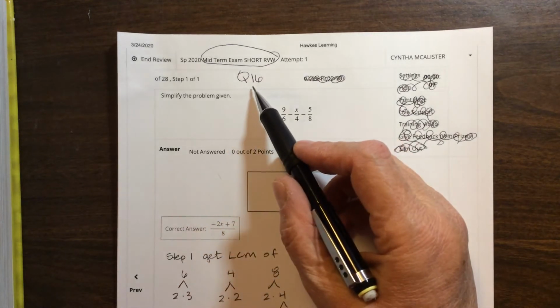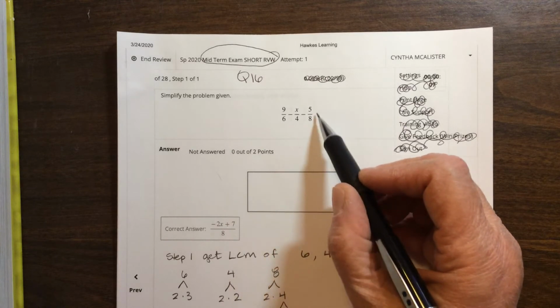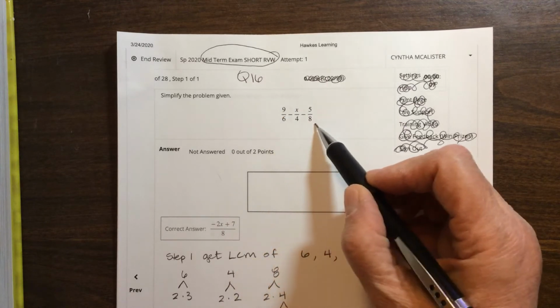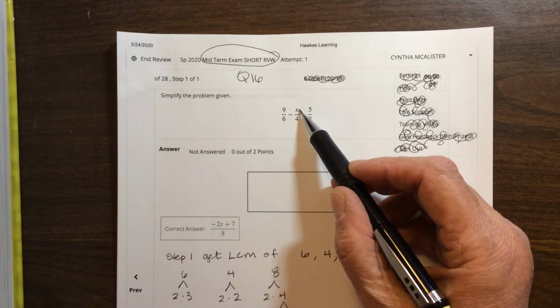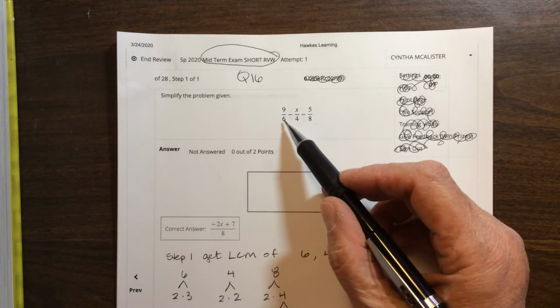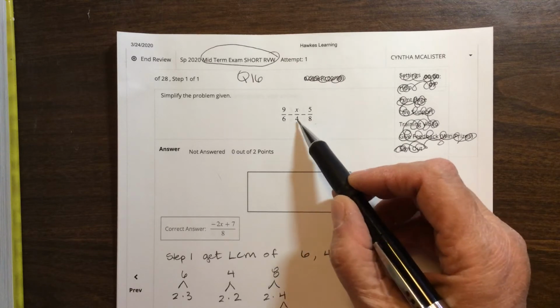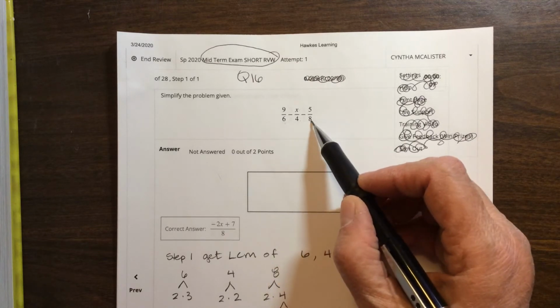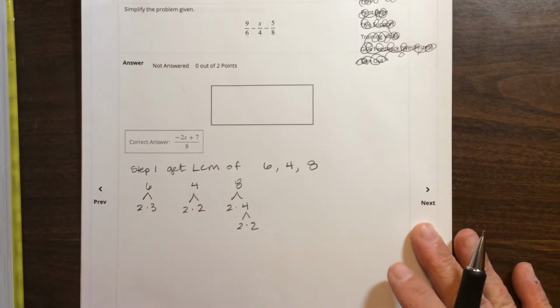This is question 16 in the tutorial. So we're going to work on this problem where we're trying to add fractions. We've got a variable in the numerator of one of our fractions, and all of our fractions have different denominators. So, of course, whenever we're adding or subtracting fractions, they must have the same denominators. So that's going to be step one, to get the common denominator.